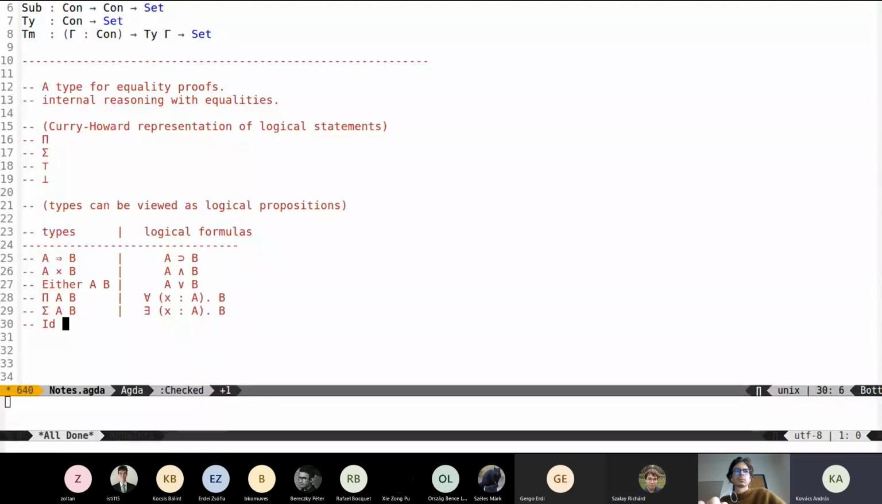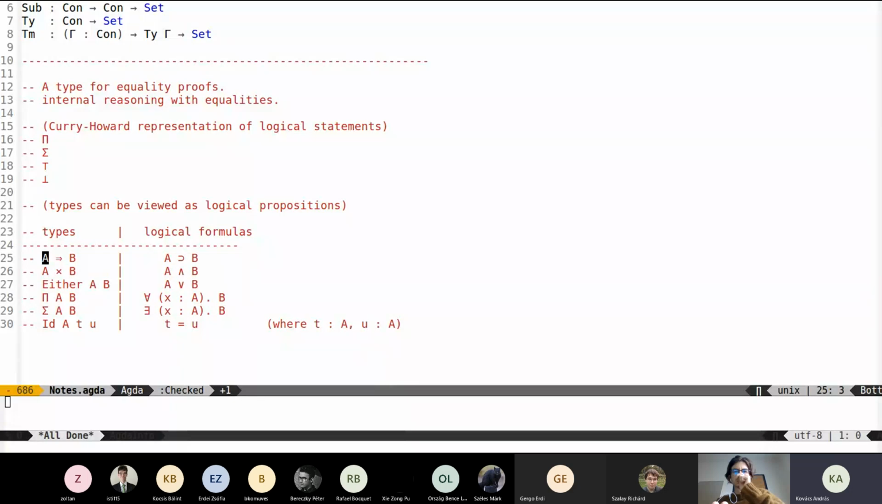And the identity types would be, so an Id A t u is the thing which we want to specify now. And this would correspond to the logical formula which says that t equals u, where t has type A and u also has type A. So if you have a proof system for a logic, then there are ways of using proofs of these formulas. And those generally correspond to the elimination principles.